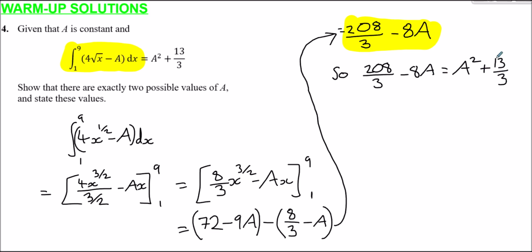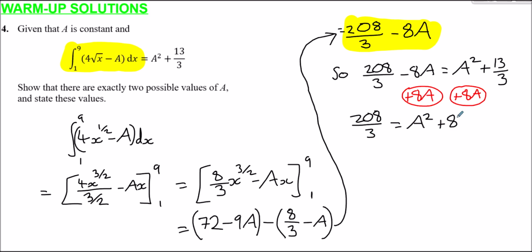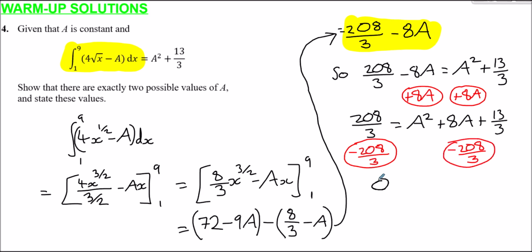plus 13/3. If we now add 8a to both sides, you can hopefully see how this is going to go now. We get 208/3 equals a squared plus 8a plus 13/3. Now if we take away 208/3 from both sides, so we get the quadratic equaling 0, we can attempt to factorise or solve. That's going to give us 0 on this side, equals a squared plus 8a. Now I wonder, what's 13/3 take away 208/3?